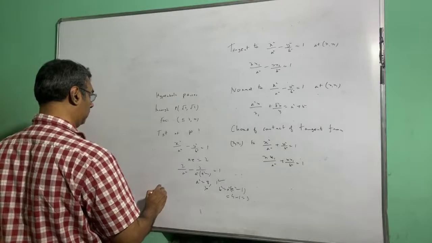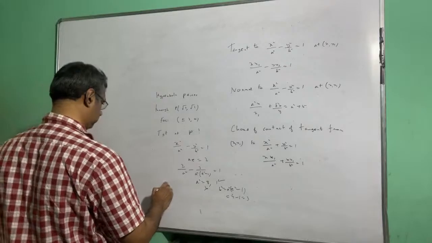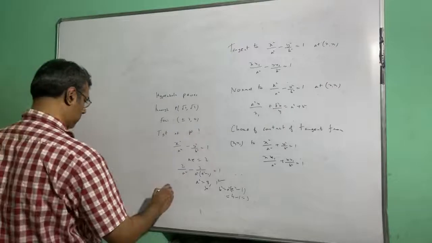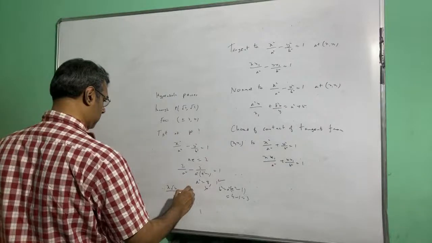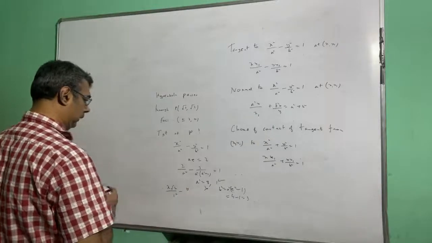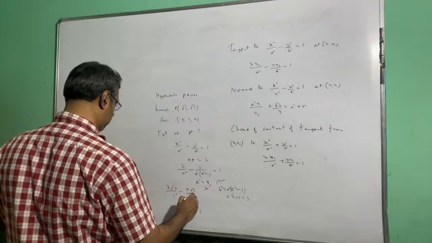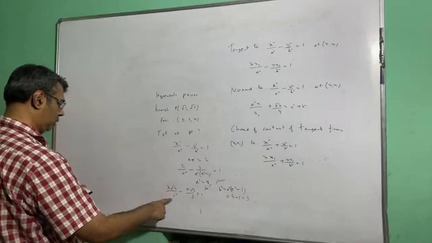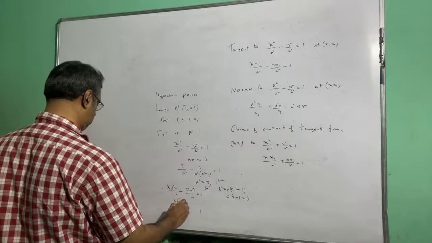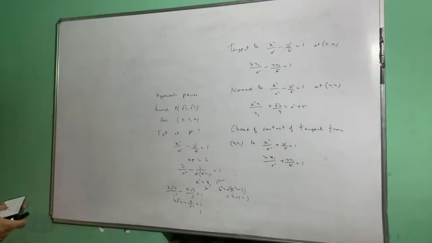So the tangent: x into root 2 by 1 minus y into root 3 by 3 is equal to 1. So x root 2 minus y by root 3 is 1. So this will be the answer.